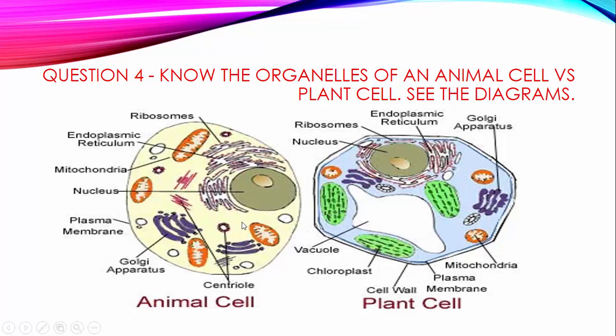This open space here that is unlabeled, we call this the cytoplasm. Here we have the centriole that is used in animal cell reproduction. We'll talk about that next unit.